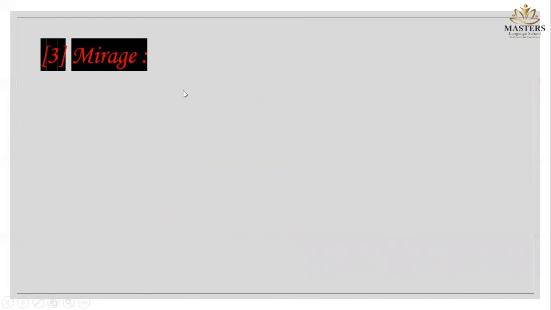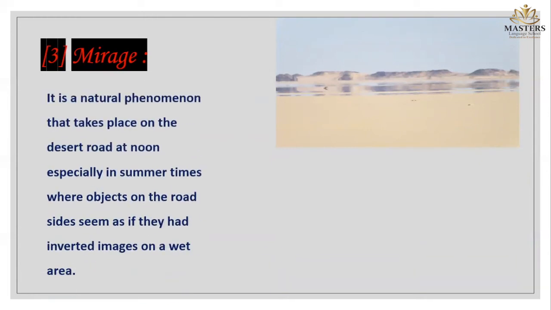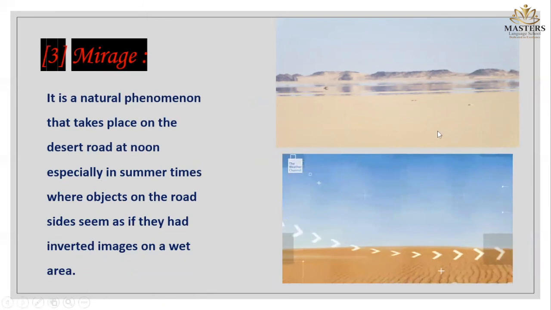What is the meaning of mirage? Mirage is a phenomenon caused by refraction. It is a natural phenomenon that takes place on the desert road at noon, especially in summer. If you are walking in the desert during summer, you will see something like snow brightness. You will feel that the sand makes brightness, like when it turns to water.